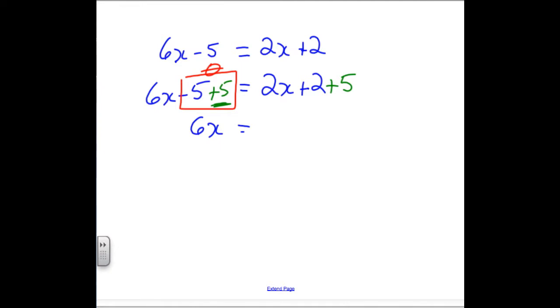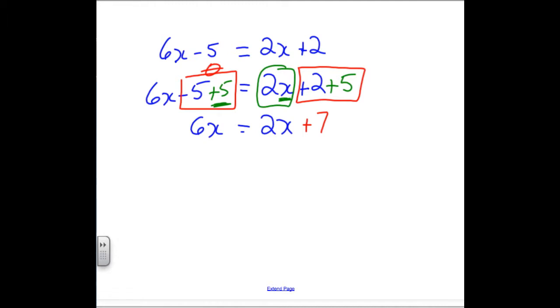On the other side, you'll notice that this plus 2 and plus 5, those are the like terms. They don't have any x's in them. So these two things are different than each other. So the 2x cannot combine with my 2 and plus 5. So I'm going to have 2x, because it stays the same. And if I add 2 to 5, I'm going to actually get a positive 7.